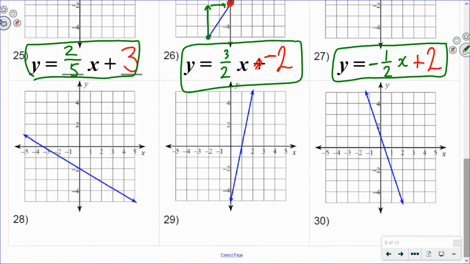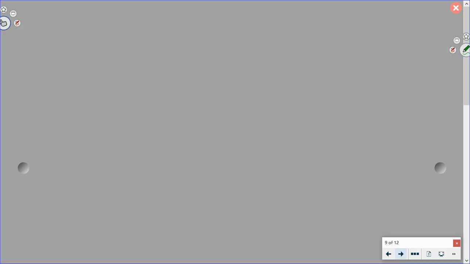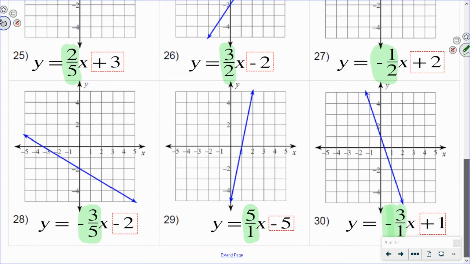I want you to try 28, 29, 30. Come on back when you're ready to check. Be sure you're ready. And here we go. Number 28, y equals negative 3 to 5, x, subtract 2. 29, y equals 5 to 1, or yes, you may simply write 5 wholes, x minus 5. And number 30, y equals negative 3 to 1, x plus 1.